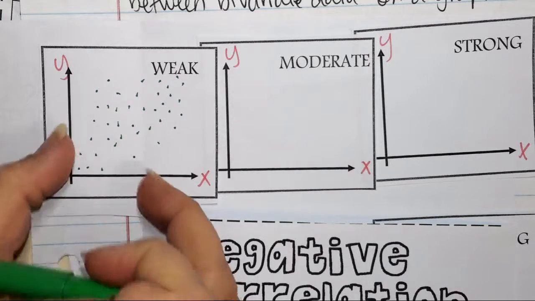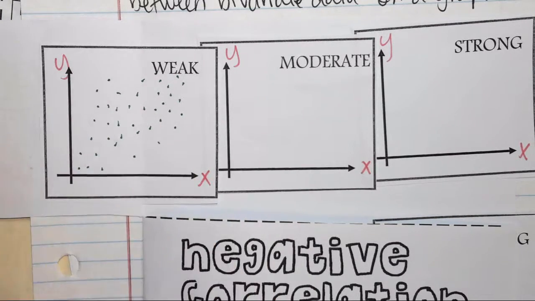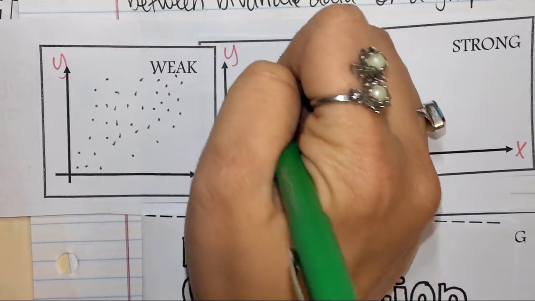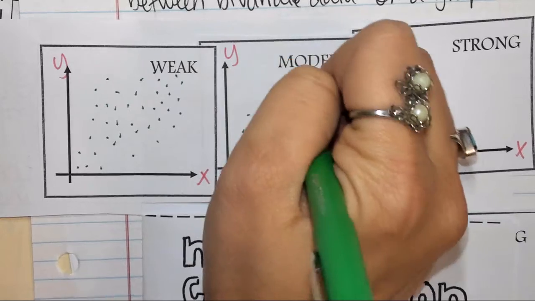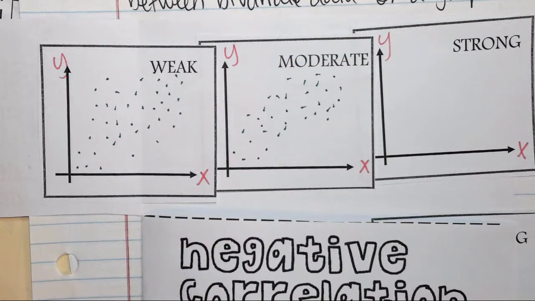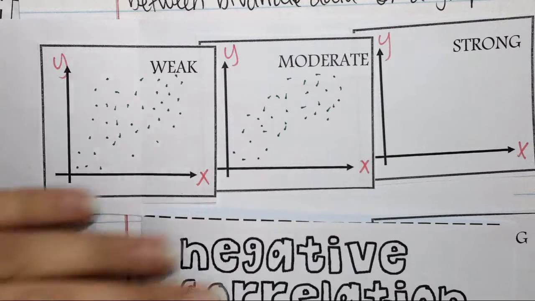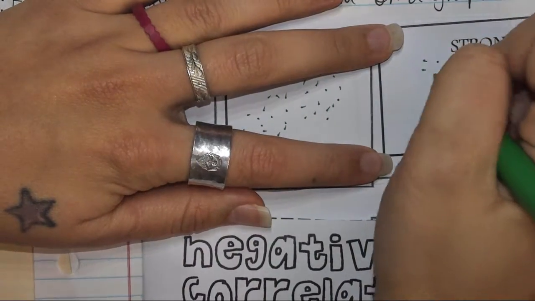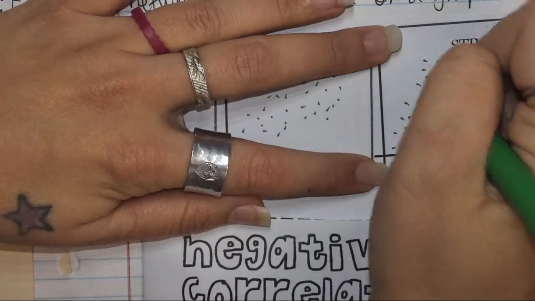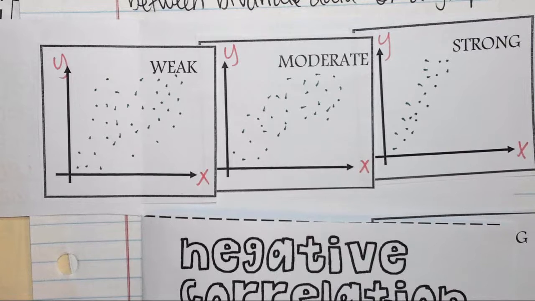Alright, now a moderate one, they're going to be a little more squished together, right? So that one's a little better. Do you agree or disagree so far? I agree. And a strong one will be super close together. Boom, that's a strong positive correlation.